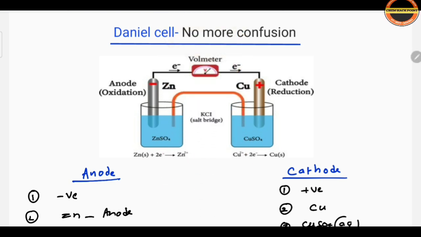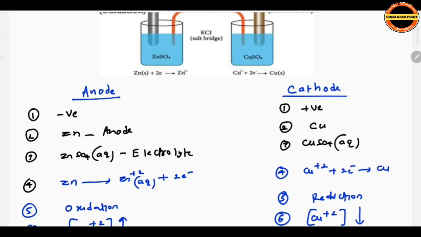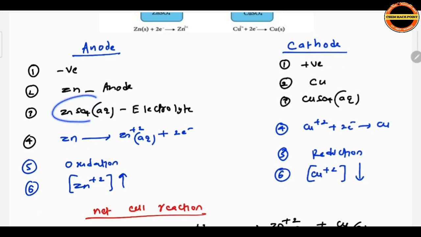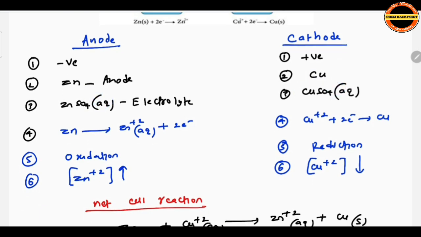Daniell cell: zinc sulfate in the anodic half cell, copper sulfate in the cathodic half cell. Zinc rod is acting as anode, copper rod acting as cathode. See here, in electrochemical cells, anode is negative, cathode is positive. Zinc is anode in this Daniell cell, copper is cathode. Zinc sulfate is the electrolyte in the anode half cell, copper sulfate is the electrolyte in the cathode half cell.